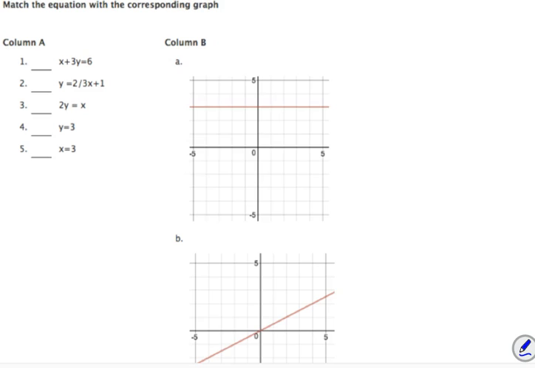Okay, then we have to do a little matching. So we've got a horizontal line on this one here, A, and it's 3 up. All y's are 3. Horizontal lines are y equals. So here we have 0, 3, 1, 3, 2, 3, 3, 3, 4, 3, 5, 3. All the y's are 3. So 4 is A.